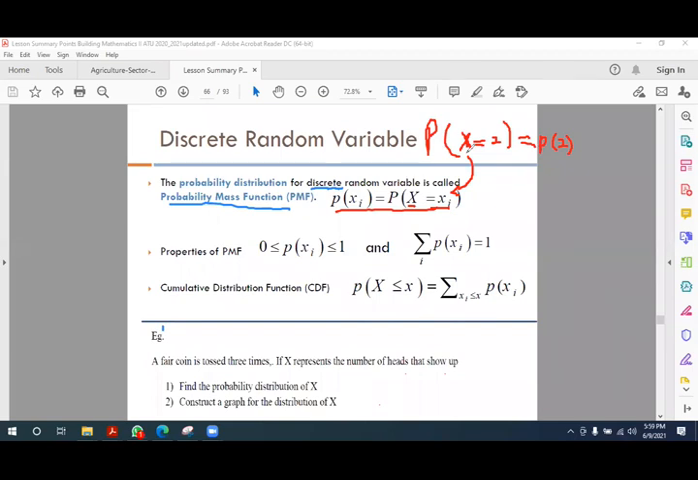Then the next thing you have to know, which we've already seen before: the probability of any event is between 0 and 1, and the sum of all probabilities of events is equal to 1. We'll be using this rule very shortly when we meet.